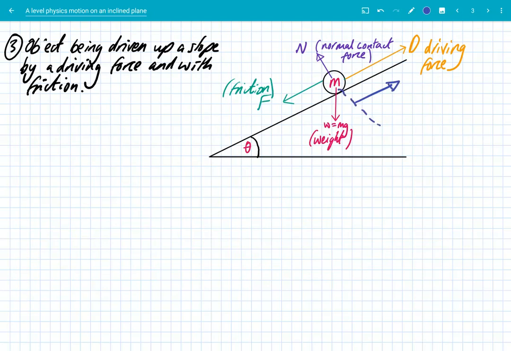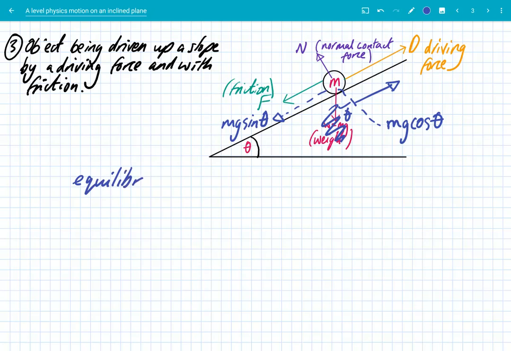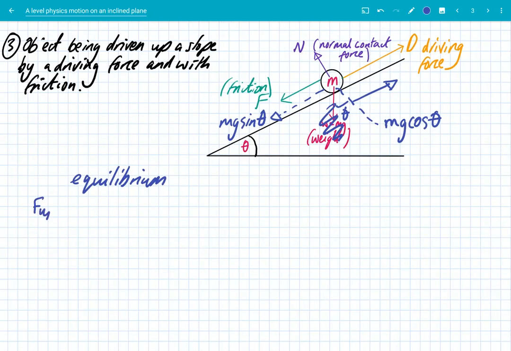Step one, we resolve the weight. So we want to get rid of this weight here, and we've got an angle theta. So we've got mg cos theta, which is our component of the weight into the slope, and we also have mg sine theta acting down the slope, which is the same every single time. So if we were looking in equilibrium, which is where the car is moving at a constant velocity, or it's staying stationary, we'd say that all the forces are balanced. So the force up is equal to the force down the slope.